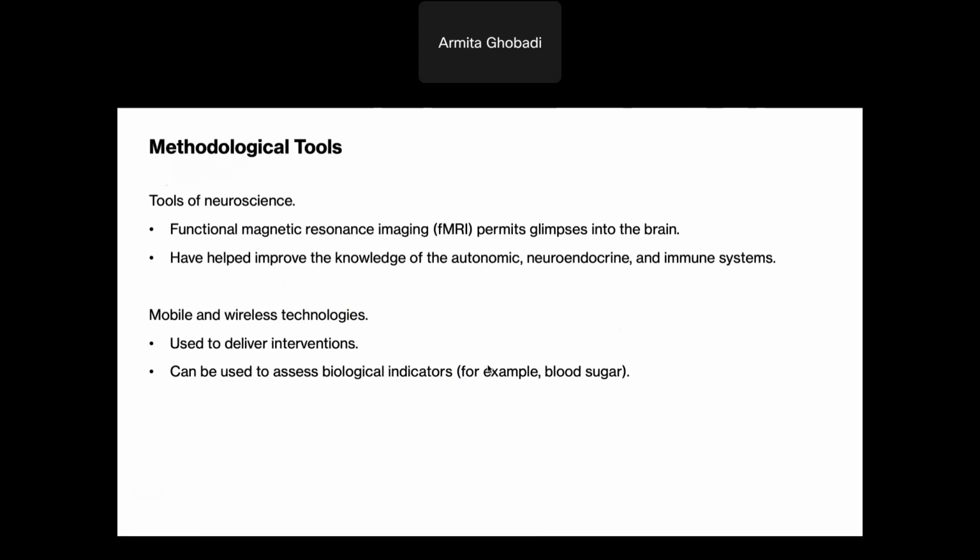We're going to have different methodological tools for health psychology. There are more than the ones I mentioned here, and more than the ones your book mentions. But the most important one is going to be fMRI, which helps a lot to take different pictures and have a better understanding of your brain functionality. This is great for neuroscience.